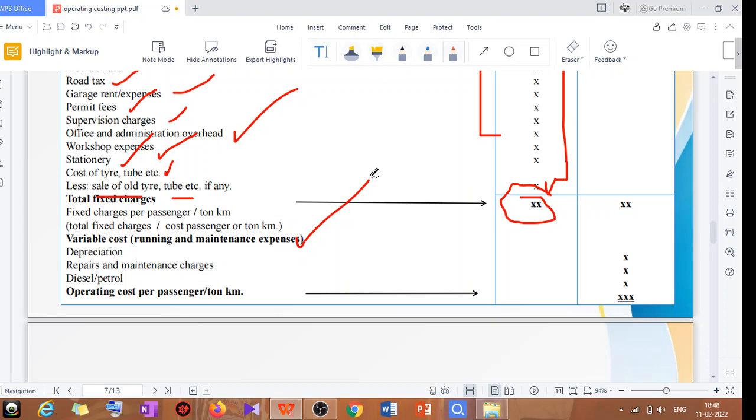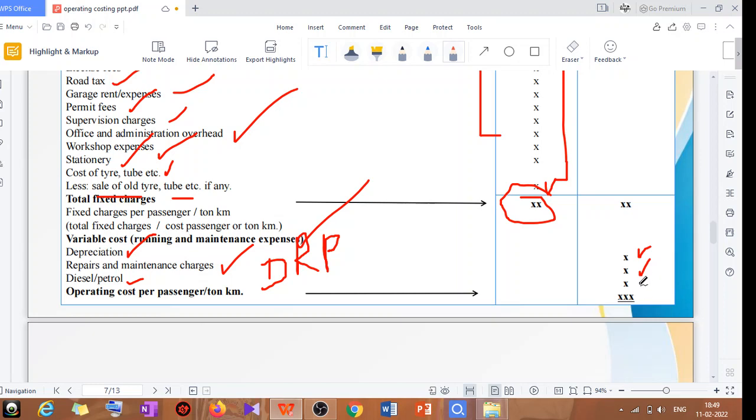So next will be the variable cost. Under variable cost, three things will come: depreciation, repairs and maintenance, diesel or petrol. You can remember Dr. P. That is depreciation, then repair, then petrol or diesel.